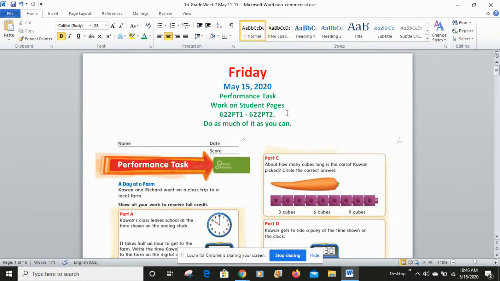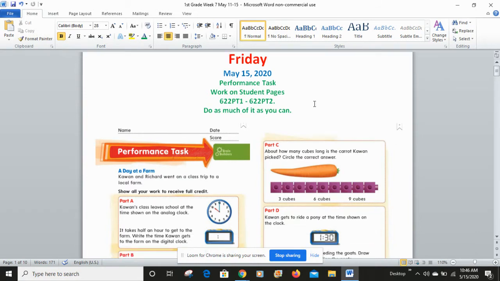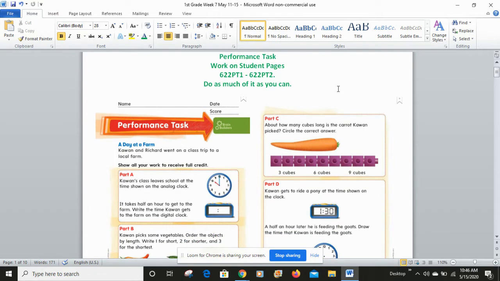So today it's work on student pages 622 PT1 and 622 PT2, and PT stands for performance task. Do as much of it as you can. And so this would be a good time to go back and review some of the lessons that we'd worked on during actually the last couple weeks.